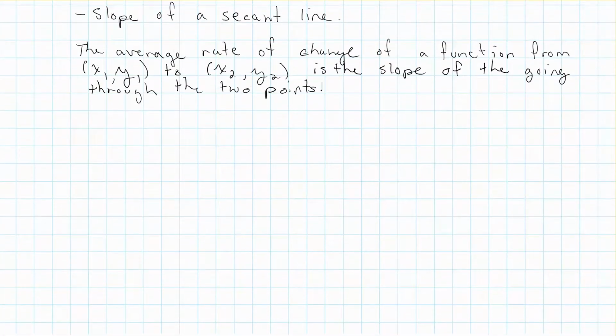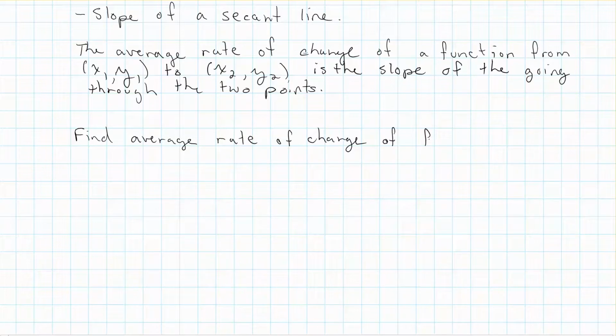So let's look at an example here. We're going to find the average rate of change of f at x equals x cubed minus 3x from x1 equals -2 to x2 equals -1.